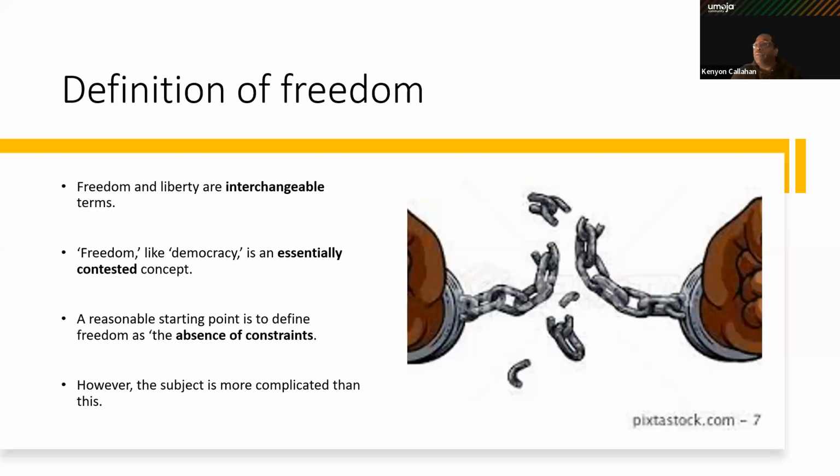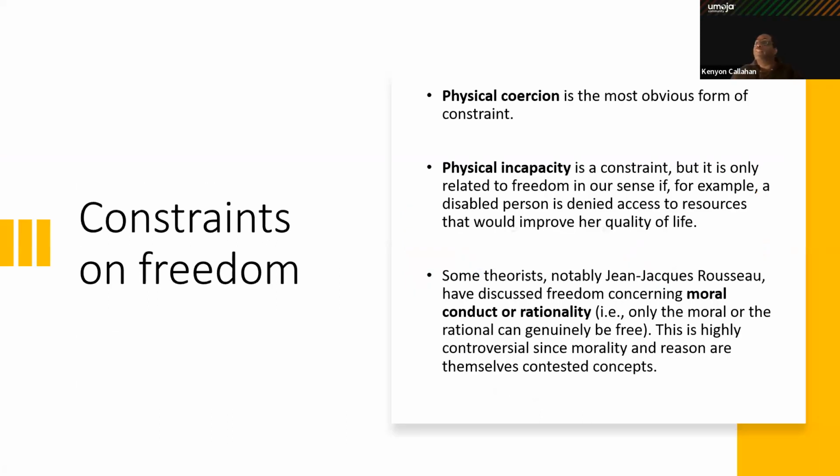A reasonable starting point, though, is to define freedom as the absence of constraints. As you can see in the picture, you see the constraints being broken, right? However, the subject is more complicated than just the removal of these constraints. When we talk about different types of constraints, there's the physical constraint, which is the most obvious form of constraint. How do we physically constrain people? Well, we grab them and hold them. You can cuff them. You can put them in a cell, a cage, or whatever.